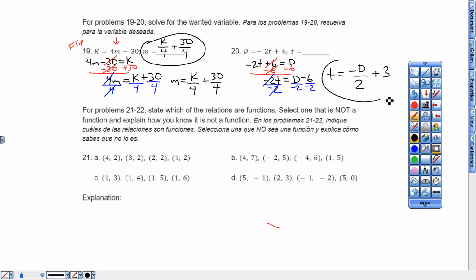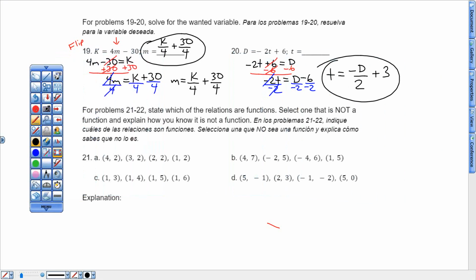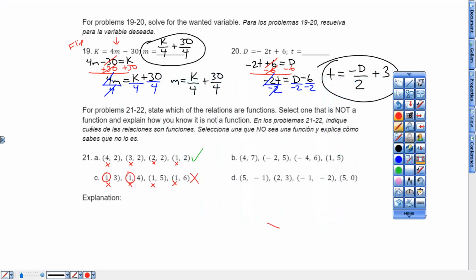All right, these guys, looking at my x numbers, those are my input numbers. If they do not repeat, it's a function. So none of these x numbers is the same. That means it's a function. Doesn't matter what the other numbers are. The next one, my x numbers, they all repeat. They're all the same. That breaks the function rule. Can't have an input give you two different outputs.